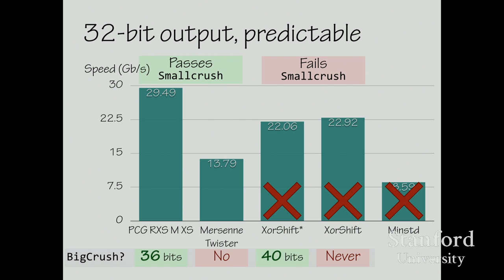Minstd is just a linear congruential generator. And so you might be like, oh, wait a minute, I know it wouldn't pass statistical tests, but surely it should be faster because it's not doing these permutation things that the PCG ones are doing. So how on earth could PCG be faster than the linear congruential generator? That doesn't make any sense.